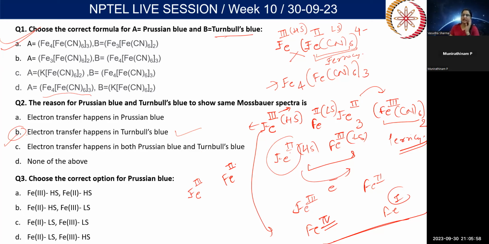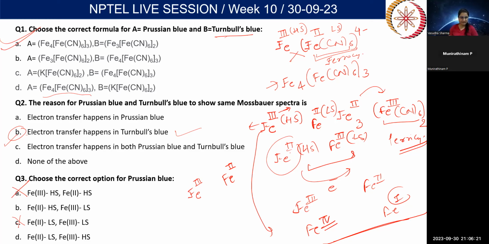So firstly, we know that iron 3 and iron 2 are not existing the same. So the first option where they are saying that both of them are high spin, that is wrong. C option, both of them are low spin, that is also wrong. Only among B and D option, you have to check whether iron 3 is existing as low spin or iron 2 is existing as low spin.